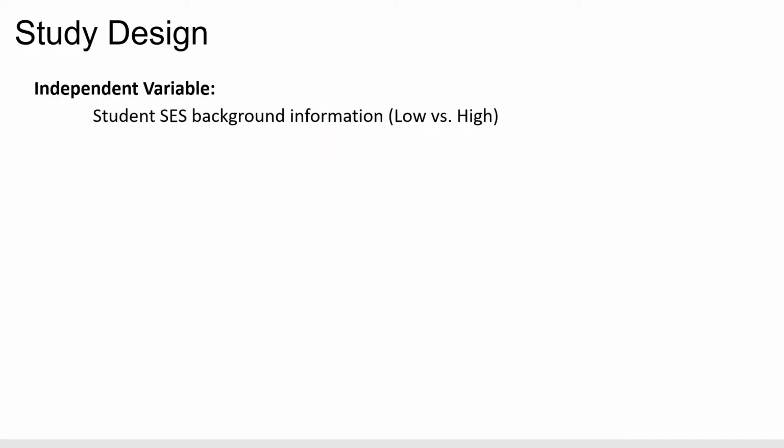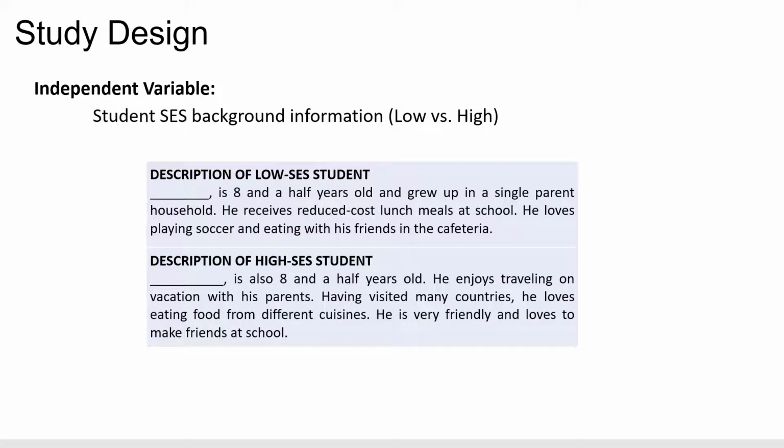So for our variables of interest, we have socioeconomic status as an independent manipulated variable. And this was provided to teachers in the form of background information. For example, one student was described as being eight and a half years old, and they grew up in a single parent household. They received low-cost meals at school and love playing soccer and eating with their friends.